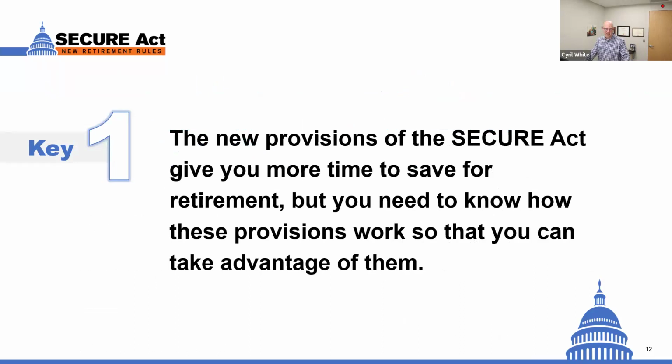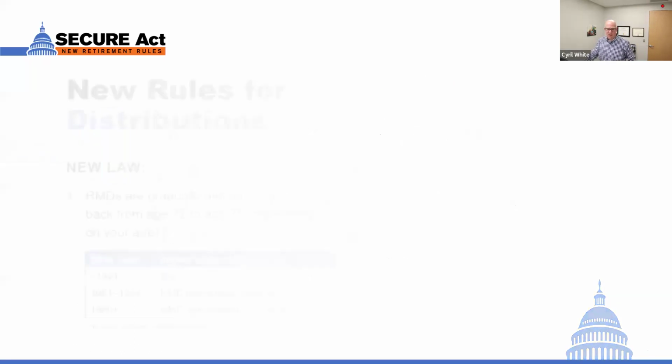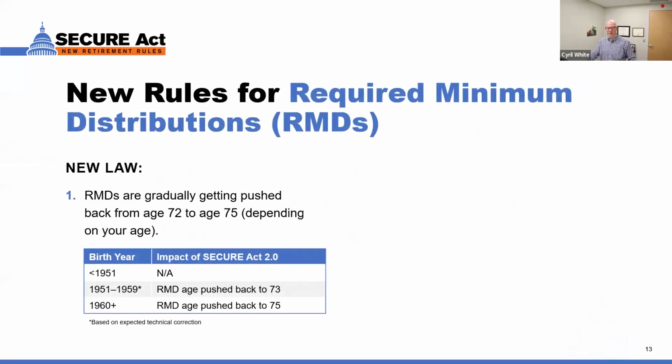The first key of the Secure Act is that it gave us more time to save for retirement, specifically where required minimum distributions, which we talked about in the previous slide, are required. So the new law says that if you were born after 1951, you can start taking money out at age 73 as opposed to age 72 as the law currently stands.